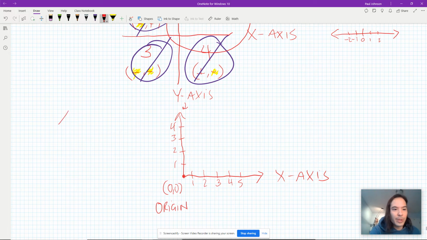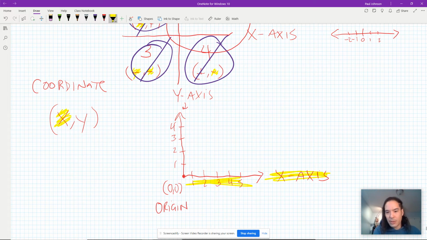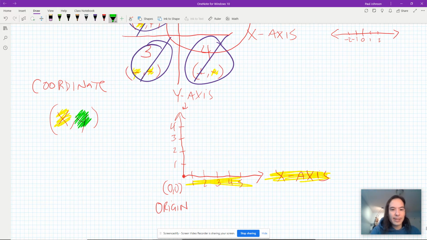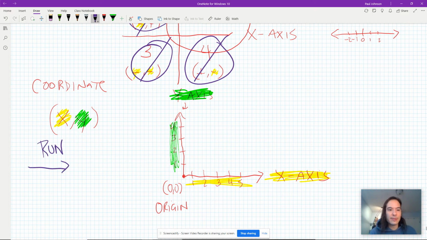So basically, what we're going to do is play graphing battleship, right? So x and y. This is how a coordinate is set up. The first number has to do with your x-axis, these numbers. And then your second number in the coordinate has to do with your y-axis, or these numbers. Now, if we're on x, we're going to run on our x-axis.